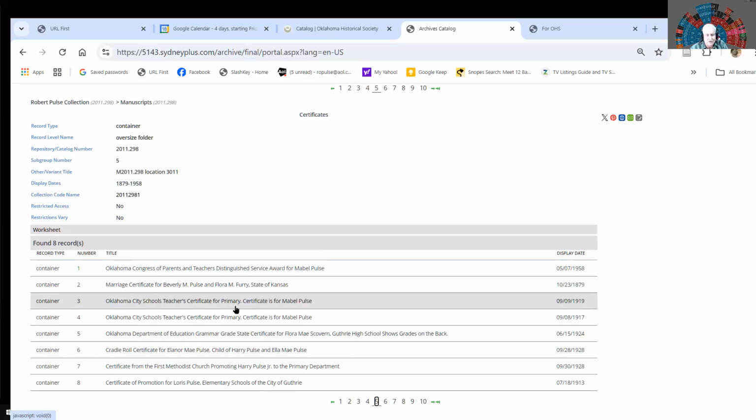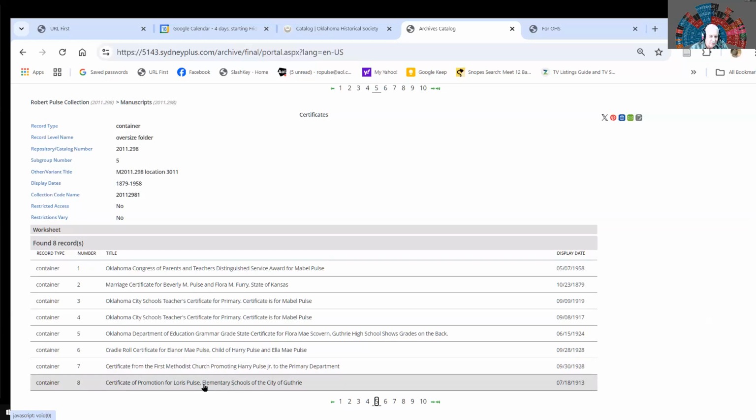Oklahoma School System Teacher Certificate for Mabel Pulse, another teacher certificate for Mabel Pulse. Department of Education Grammar Certificate for Flora Scovern. This is her high school graduate. Cradle Certificate for Ella May Pulse. Child of Harry Pulse and Ella May Hess. And certificate for the First Methodist Church promoting Harry Jr. To the primary department. So they were First Methodist.